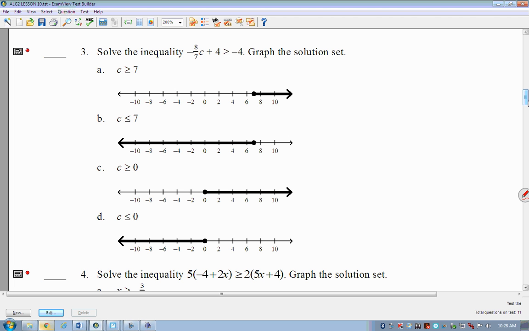All right, solve this inequality and we want to graph the solution set. Okay, so we already have this up here. We want to solve for C. What's the first thing you want to do to solve for C? Jewel? If you can't see it, you might want to pull it up on your screen there. It says, here, if I need to, I'll write it up bigger for you. Negative 8/7 C plus 4 is greater than or equal to negative 4. If I wanted to solve for C, what's the first thing I need to do?